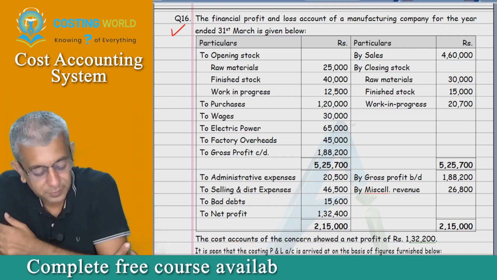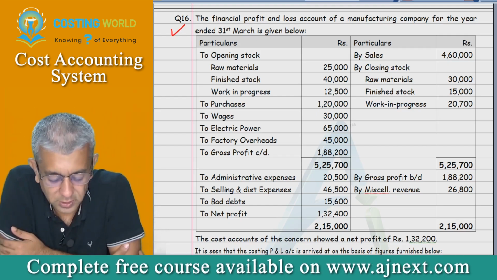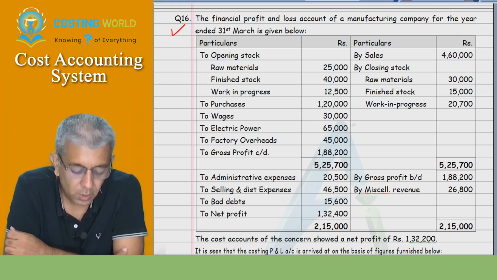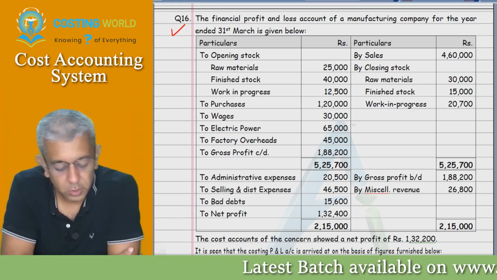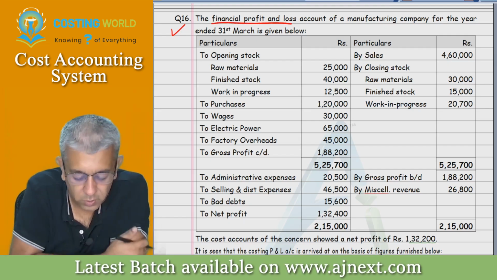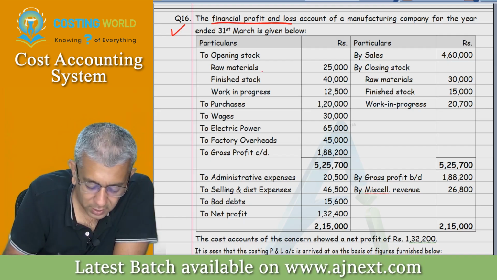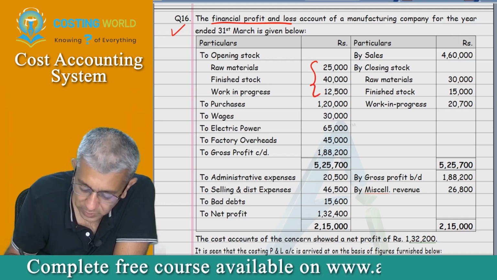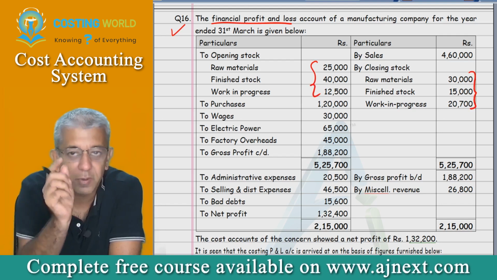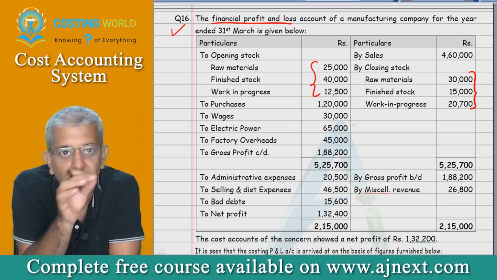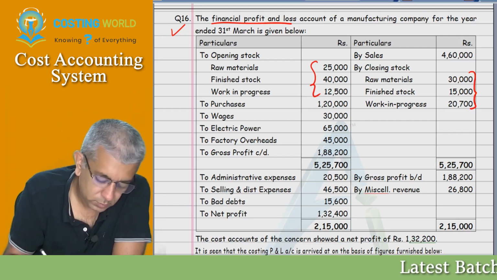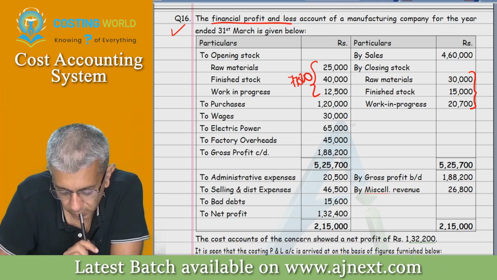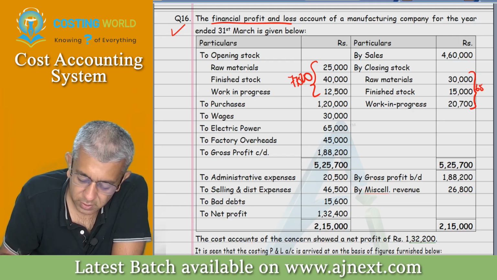Question number 16. Financial profit and loss account of a manufacturing company for the year ended 31st of March is given below. So this is financial profit and loss account. Okay. Raw material, finished goods, WIP. Please combine all the opening stocks. Please combine all the closing stocks and get me one total figure, please, and write it in your textbook. 77,500. 45, 65, 700.